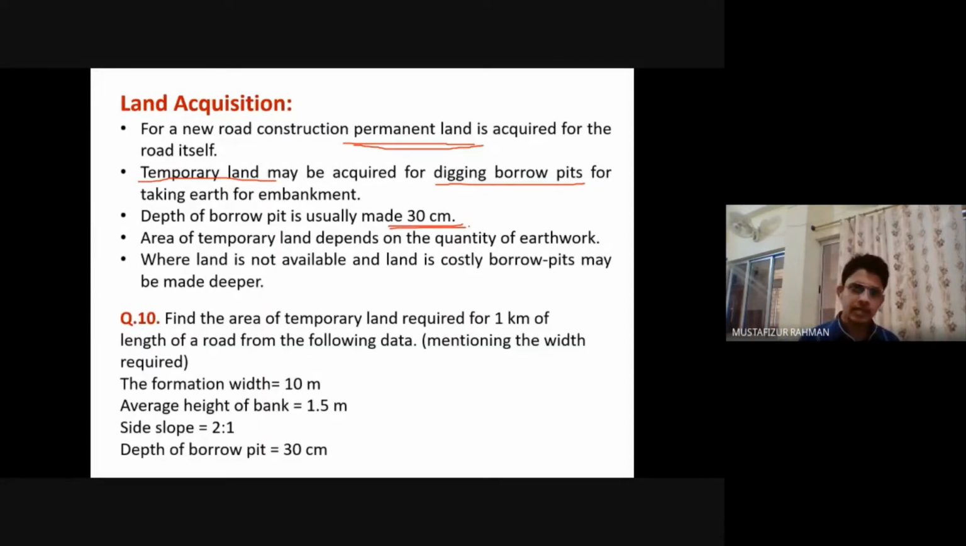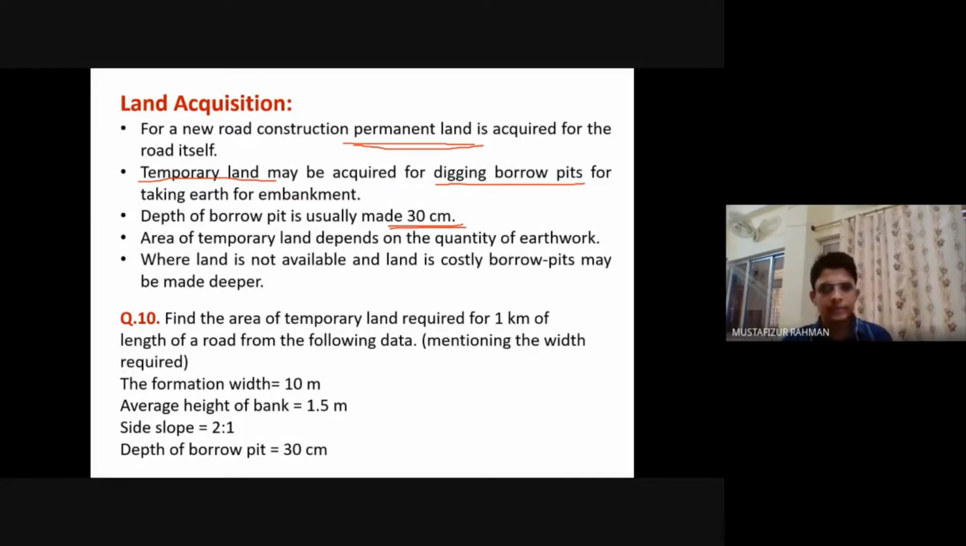Now, we have one question. Easy concept, right? Very easy concept. We have to acquire land, obviously. One is permanent acquisition and one is temporary acquisition. Permanent one is the road itself, and the temporary one is for the embankment construction etc. And it is done by digging borrow pits nearby.